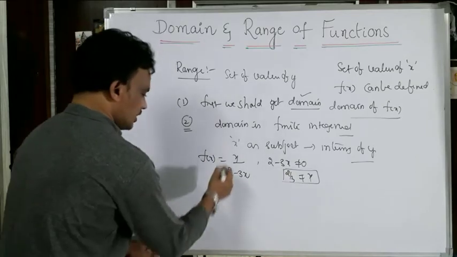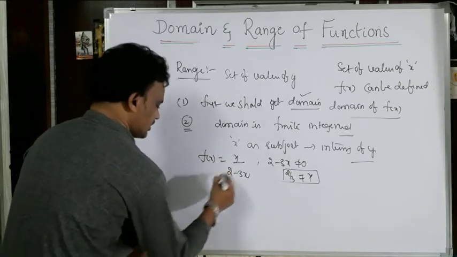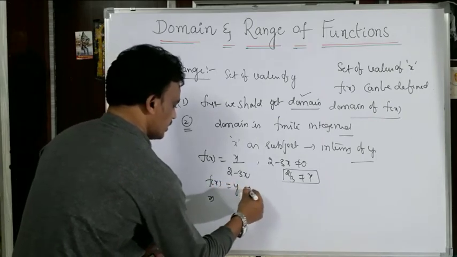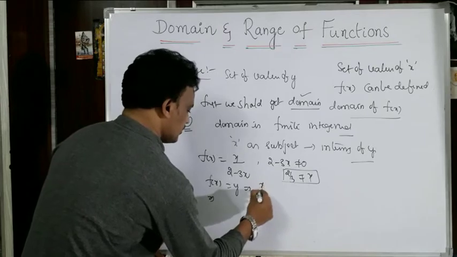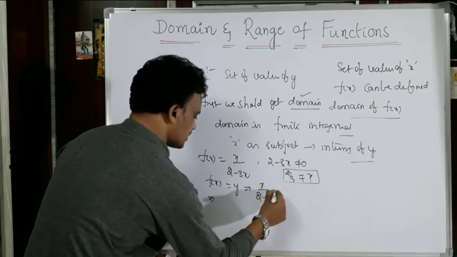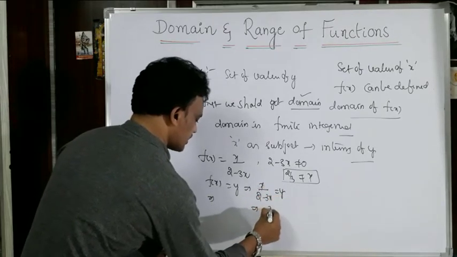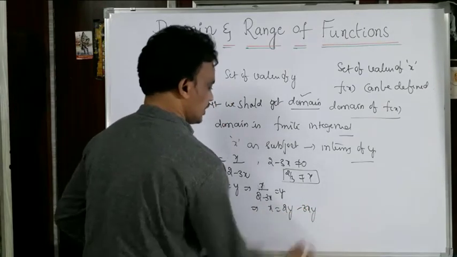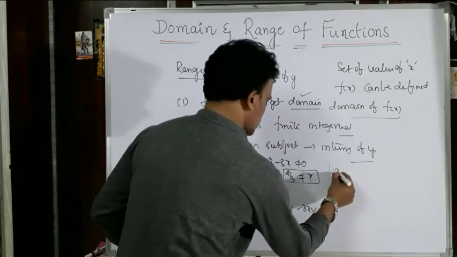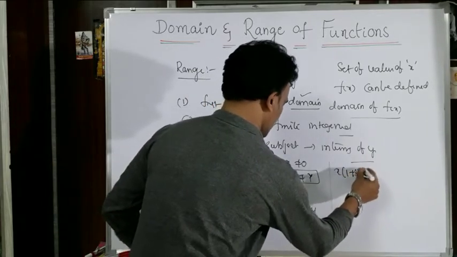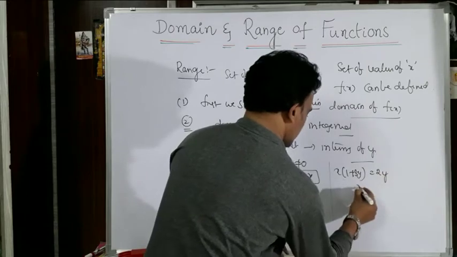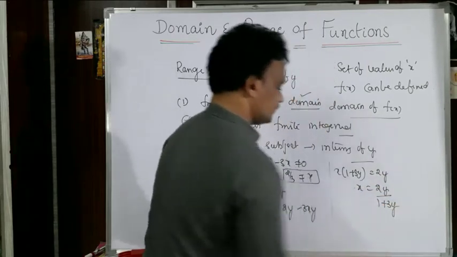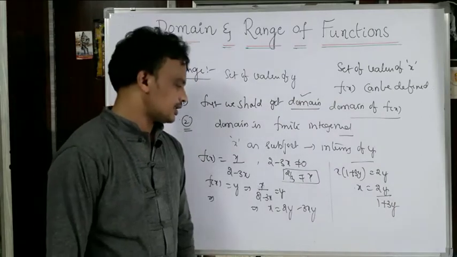Then coming to the range, we equate the function to y. So, let f of x equal y, that means x by 2 minus 3x is equal to y. So, x is equal to 2y minus 3xy. Making x the subject, x times 1 plus 3y is equal to 2y, then x is equal to 2y by 1 plus 3y. Making x the subject in terms of y.